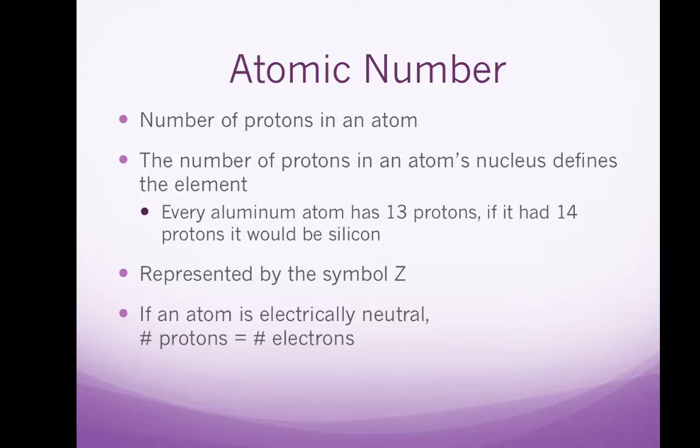Okay, now let's talk about atomic number. Atomic number is the number of protons in an atom. And the number of protons in an atom's nucleus defines that element. So every single aluminum atom has 13 protons. Every single one. If it had 14 protons, it would be silicon. We represent the atomic number by the symbol Z, which we'll talk about more later. And then again, if an atom is electrically neutral, the number of protons should equal the number of electrons.